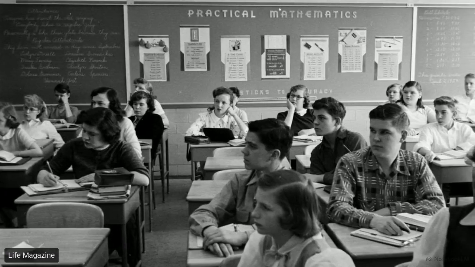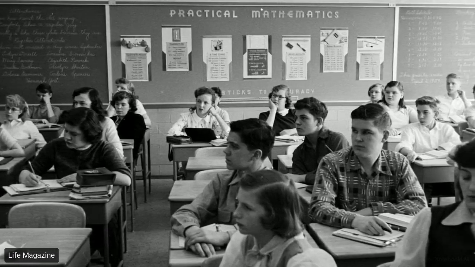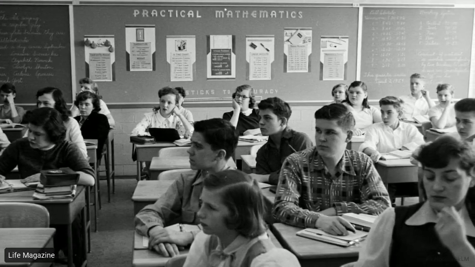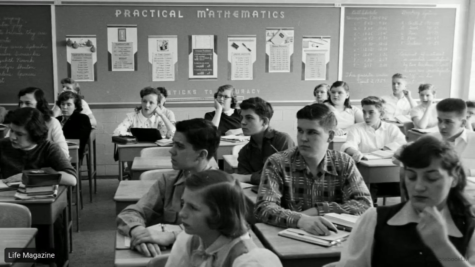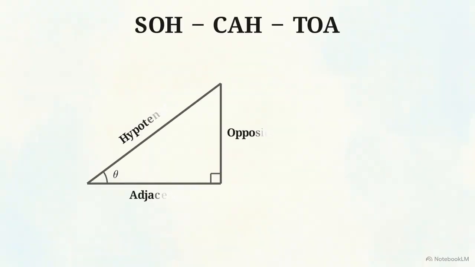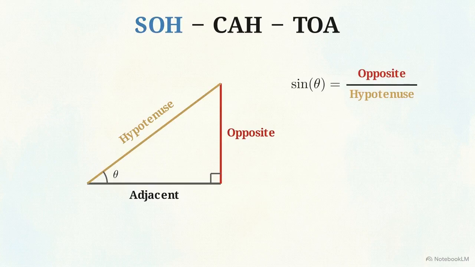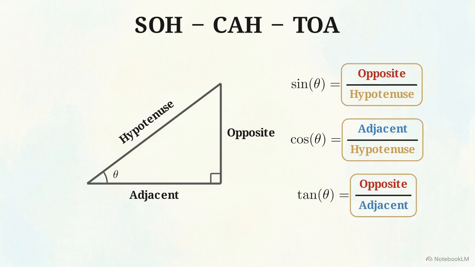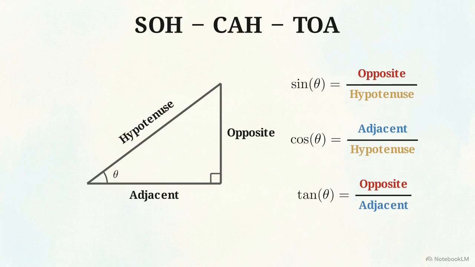This photograph of a mid-century practical mathematics class captures a universal experience, staring at a chalkboard, trying to memorize the rules of trigonometry. Most students rely on SOH-CAH-TOA to survive introductory exams. Sine is opposite over hypotenuse, cosine is adjacent over hypotenuse, and tangent is opposite over adjacent. These mnemonics reduce complex mathematics to a simple memory test, focused entirely on dividing one side's length by another.